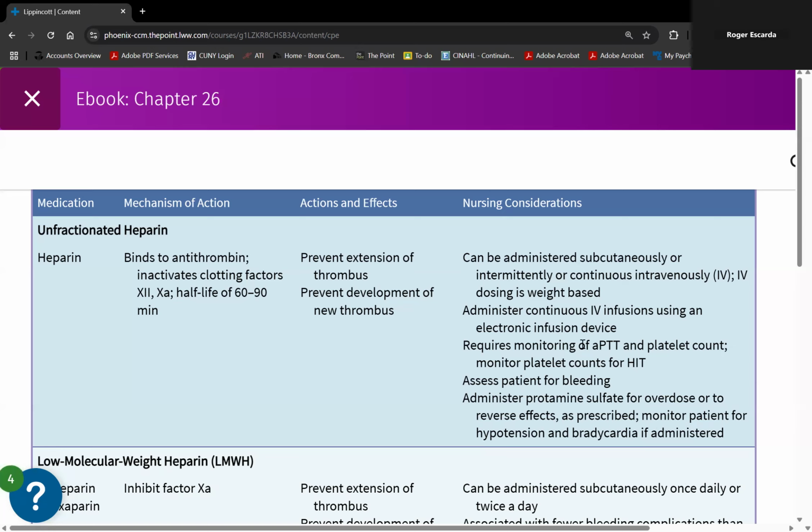Yeah, because what's happening actually in HIT? It's a reaction. You're actually making clots. So the heparin is causing clots to form. So what's the intervention? Stop the heparin and put the patient on another anticoagulant. So what exactly do we monitor? How do we know the patient might be developing HIT? Monitor platelet counts. So what will happen to the platelets after exposure to heparin? Decreases by what?